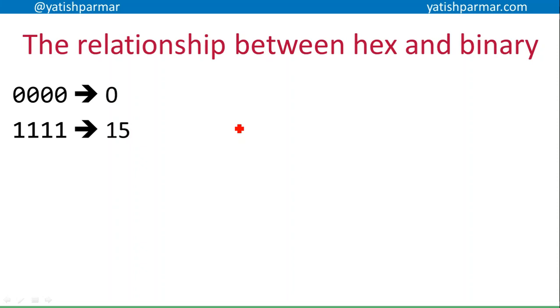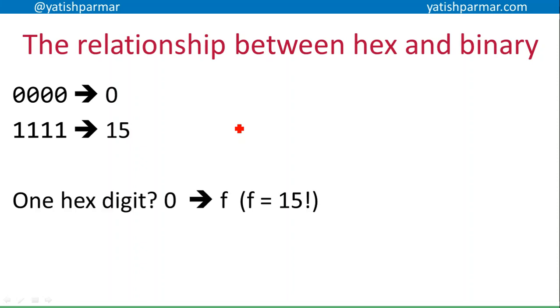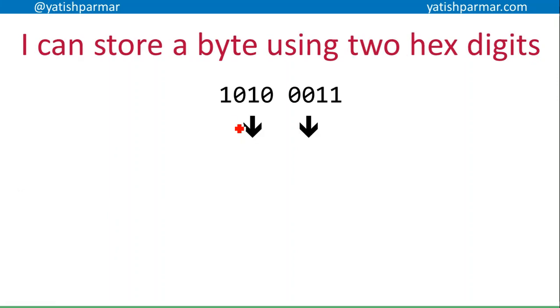Very important, because that corresponds to a single hex digit, which goes from 0 to F, where F is equal to 15. So in essence what we're saying is that we can write a byte by hand using 2 hex digits.